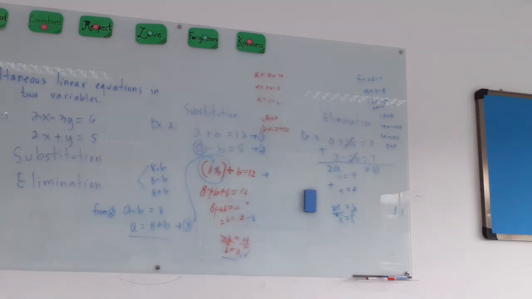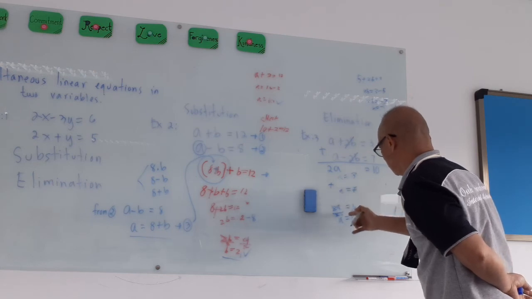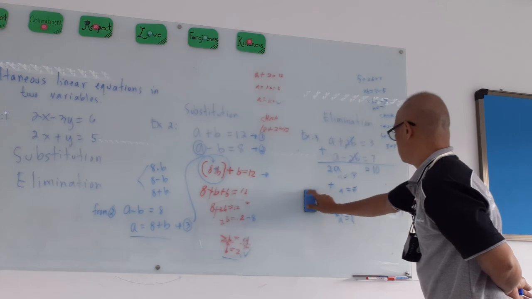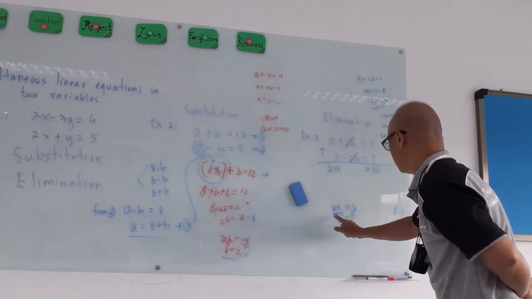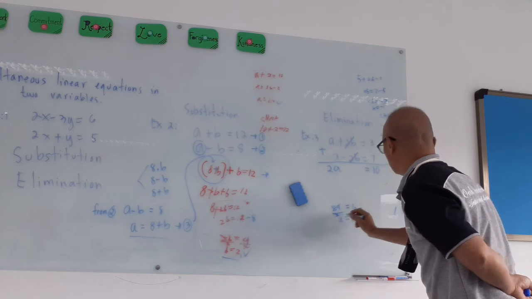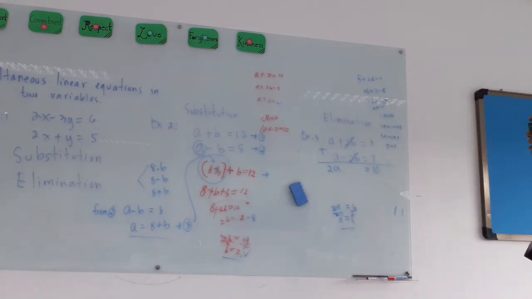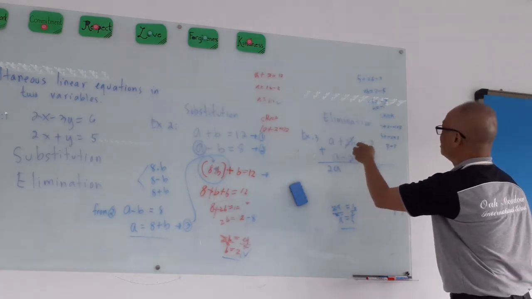Got it? And then next to that, here. So no need for this. So next to that steps is this. You divide 2 here, and A is 5. Got it? In this way, at least we can understand how you eliminate one variable.